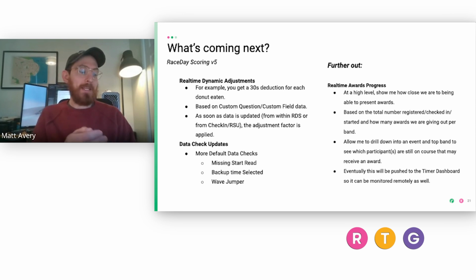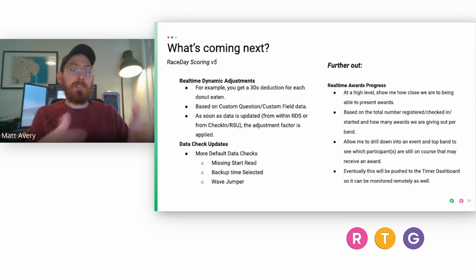It's called dynamic adjustments. Basically, it's that feature where you want to be able to give a deduction or a penalty or a credit for each donut, or it could be anything else. We have this whole system built to allow you to base this on custom questions or custom fields. And as soon as data is updated, wherever it's updated, whether it's a custom question updated on RunSignup, or updated with the check-in app, the adjustment factor is applied automatically in RaceDay scoring. So it's a really cool feature. I'm going to dig into it in just a minute.